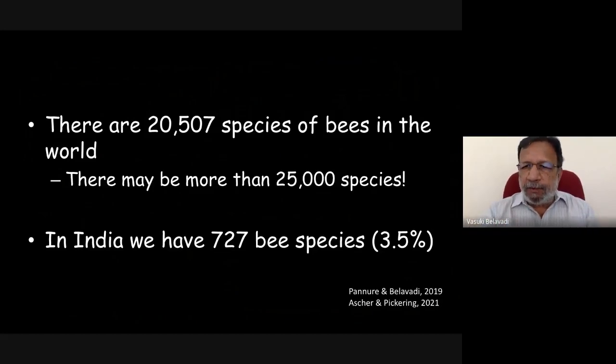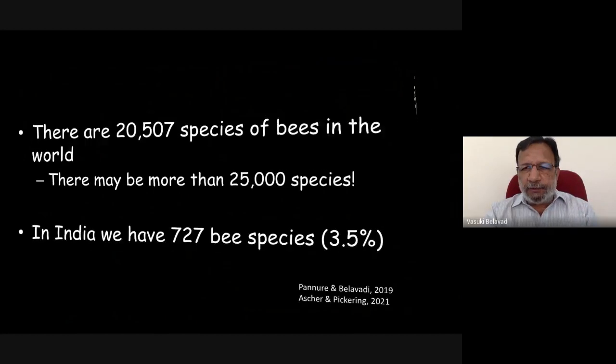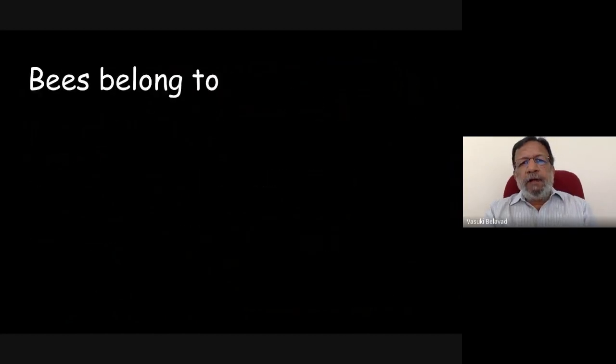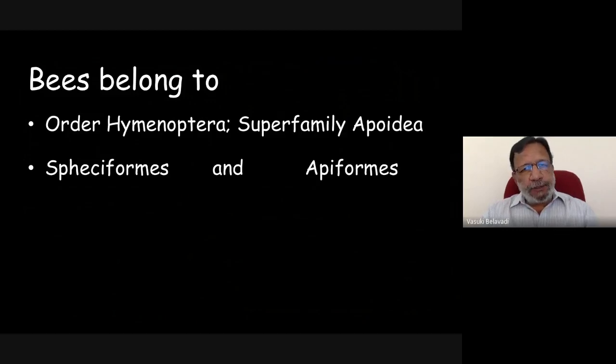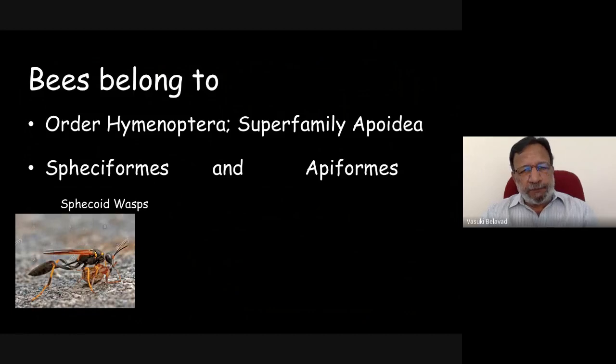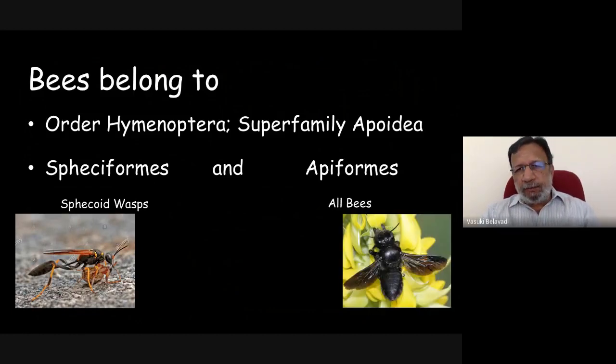There may be a lot of work for bee taxonomists. Now, coming to the identification of bees, or the taxonomy of bees, as the title of my talk says, bees belong to the order Hymenoptera and superfamily Apoidea. In the superfamily Apoidea, there are two groups, Spheciformes and Apiformes. Spheciformes includes all the spheciform wasps, and Apiformes includes all bees. So bees are closely related to spheciform wasps.